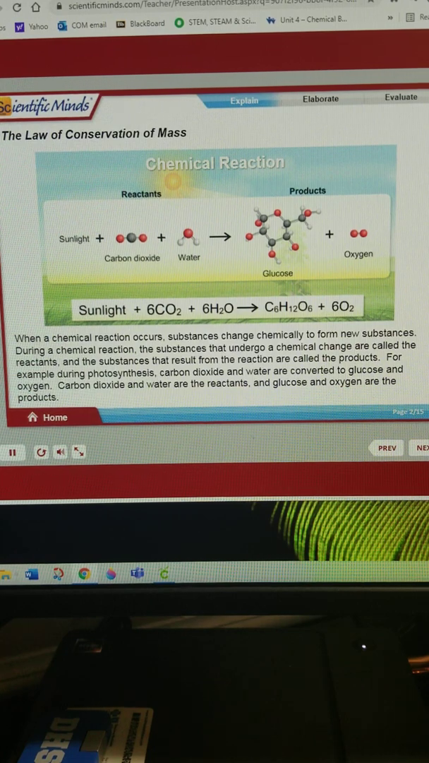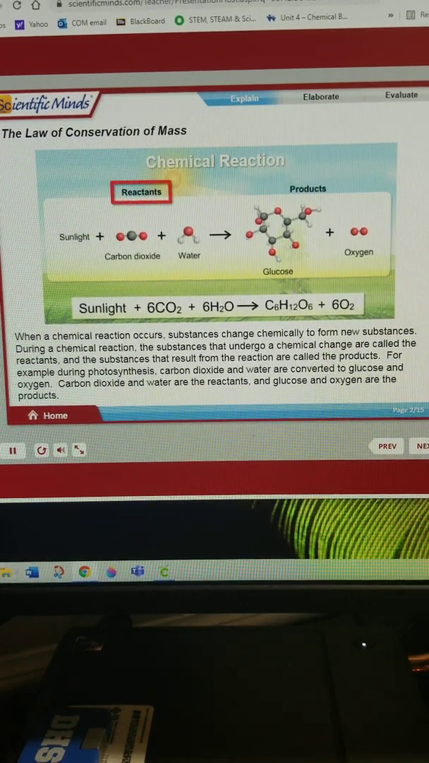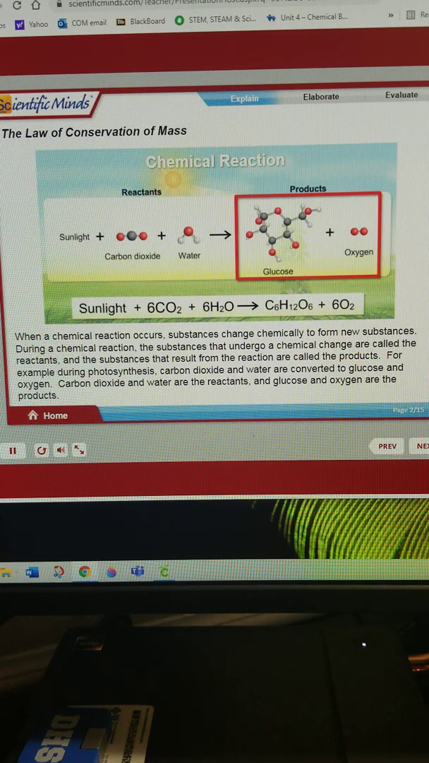During a chemical reaction, the substances that undergo a chemical change are called the reactants, and the substances that result from the reaction are called the products. For example, during photosynthesis, carbon dioxide and water are converted to glucose and oxygen. Carbon dioxide and water are the reactants, and glucose and oxygen are the products.